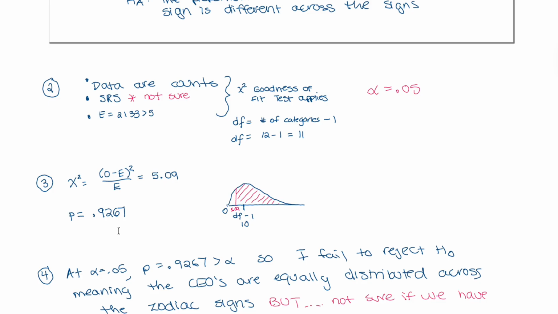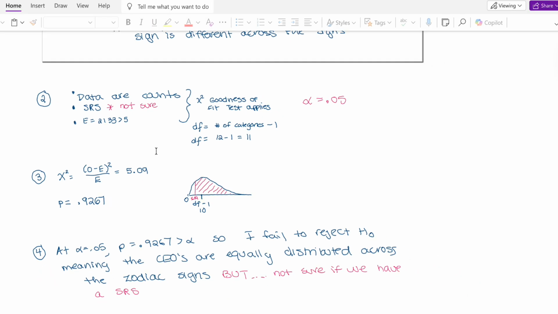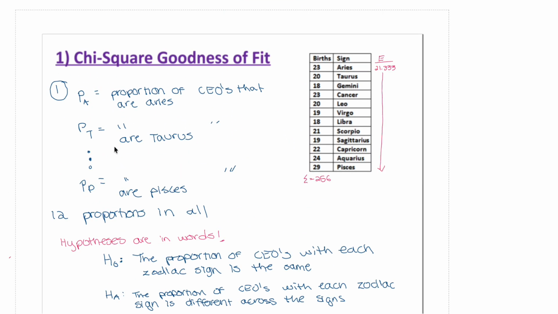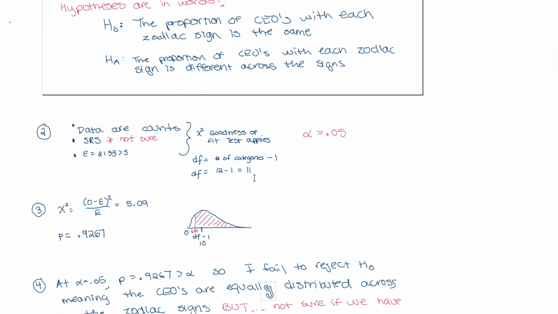And the p-value will be found when you hit second, vars, and go into number 8, which is chi-squared CDF. The lower value will be your chi-squared, and the upper value will be infinity. In this case, you're just going to type a very large number, whatever you want. For the degrees of freedom, remember to label it as what you found right here. After you've done that, you are going to get your p-value.